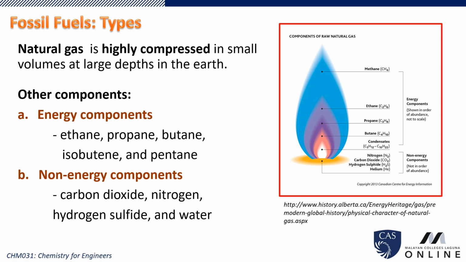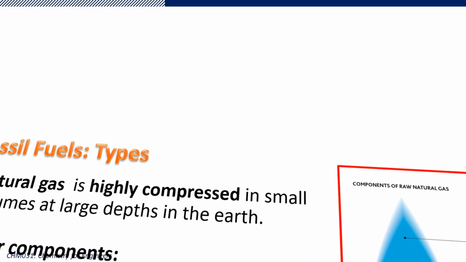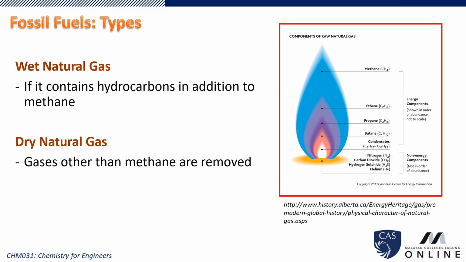Natural gas contains energy components such as methane, ethane, and propane, and non-energy components such as carbon dioxide and nitrogen. This composition affects its energy value and processing requirements. When natural gas contains additional hydrocarbons, it is called wet gas, and after removing these components, it becomes dry gas, which is primarily methane and ready for distribution.